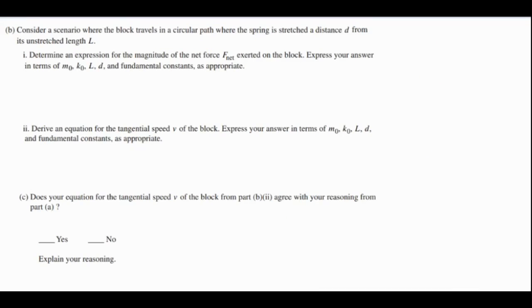Part B says, consider a scenario where the block travels in a circular path where the spring is stretched a distance d from its unstretched length L. Determine an expression for the magnitude of the net force exerted on the block. Express your answer in terms of m, k, L, and d, and fundamental constants as appropriate. So I already thought through this before, that the net force is the spring force, which is equal to negative kx. So it says express your answer in terms of m, k, L, and d. So let's go ahead and change that up a bit.